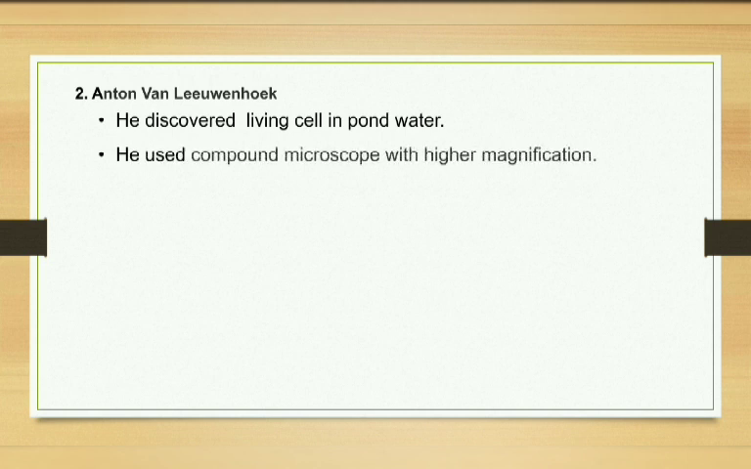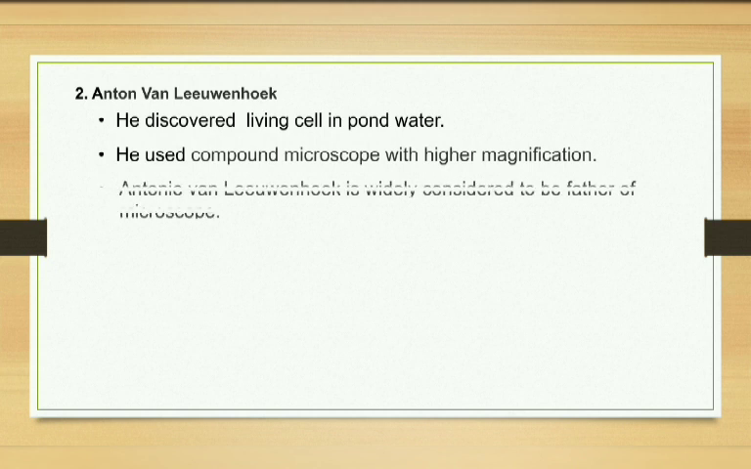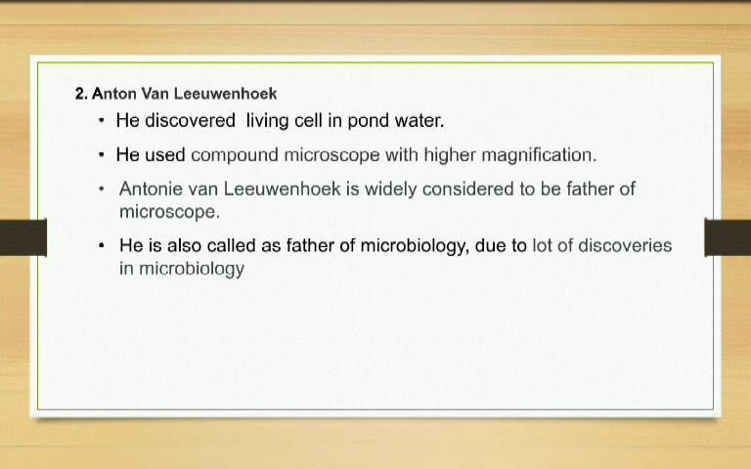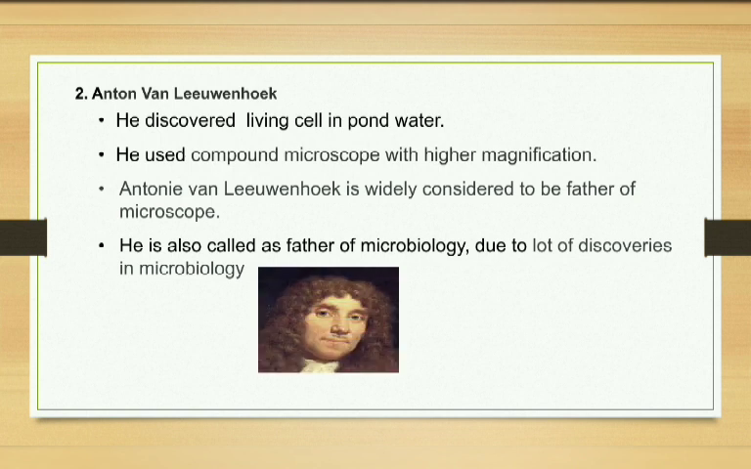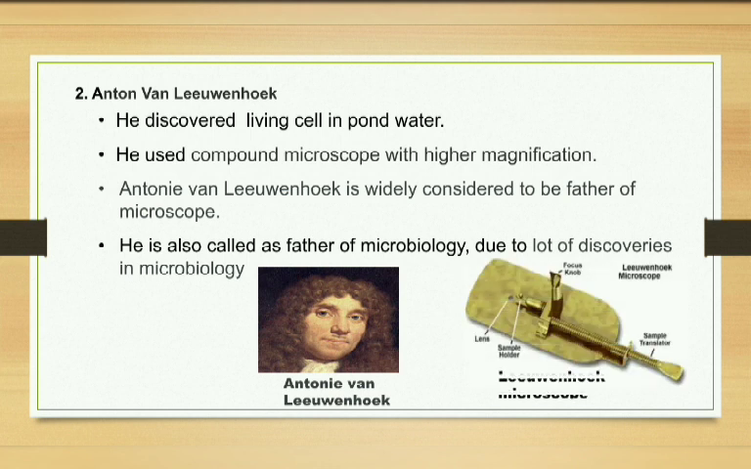Second name is Antony von Leeuwenhoek. Antony von Leeuwenhoek discovered a living cell in pond water. He used a compound microscope with a high magnification power. At that time he discovered many microorganisms or cells with the help of this microscope. So he is called the father of microscopy. He contributed his work in the discovery of so many things in microbiology, so he was also called the father of microbiology. This one is Antony von Leeuwenhoek and the microscope that he used.